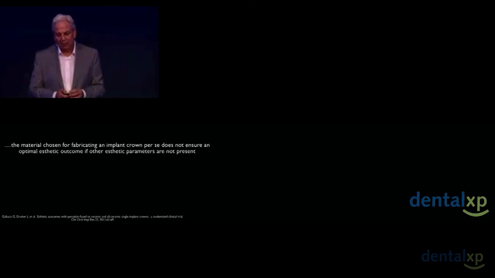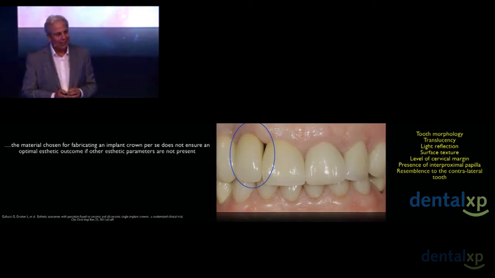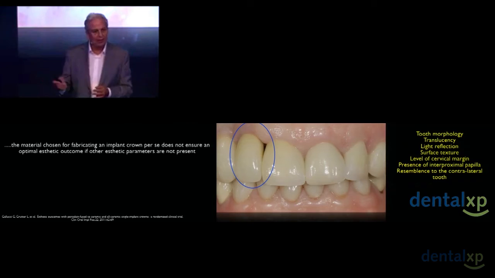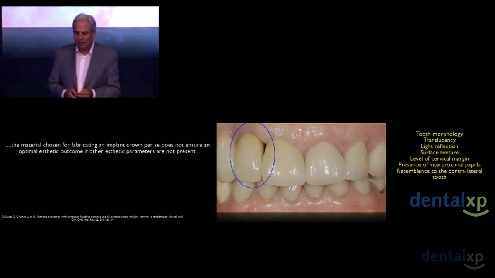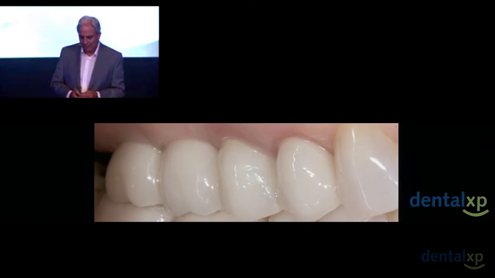As a matter of fact, Dr. Colucci, who's going to be speaking later on, and I made sure that I'm quoting this correctly when I saw him last night because I didn't realize he was going to be speaking here, says, the material chosen for fabricating an implant crown per se does not ensure an optimal aesthetic outcome if other aesthetic parameters are not present. Tooth number 7, where we had this implant problem, it doesn't matter what sort of abutment we have or what sort of crown we have, because if we don't have any of those other factors that are on the other side of the screen, with the tooth morphology going down to the tissue aspect, we're not going to have any aesthetic result regardless of what type of implant system we use.